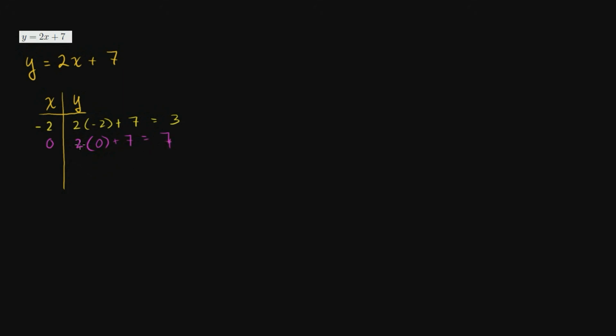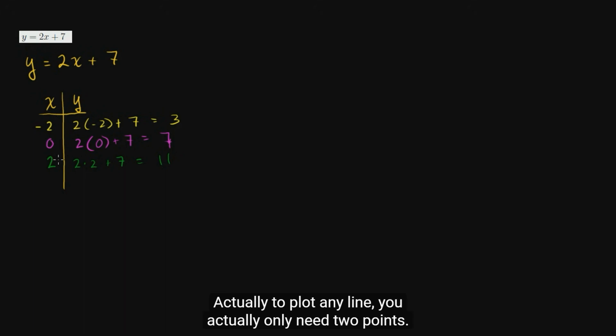I just happen to be going up by 2. You could be going up by 1, or you could be picking numbers at random. When x is equal to 2, what is y? Well, it'll be 2 times 2 plus 7. So 4 plus 7 is equal to 11. And I could keep plotting points if I like, but we should already have enough to graph it. And actually, to plot any line, you only need 2 points. So we already have one more than necessary.